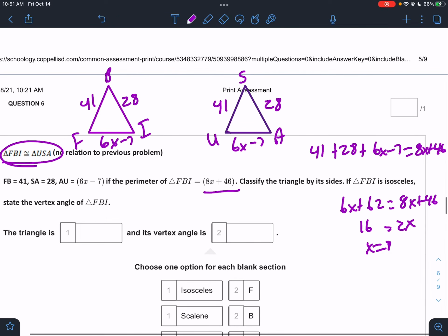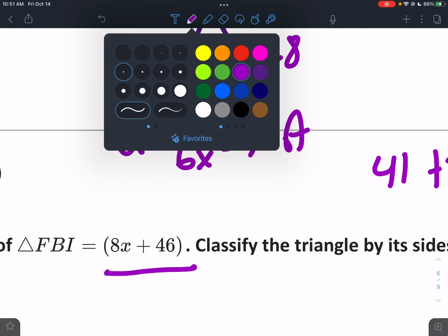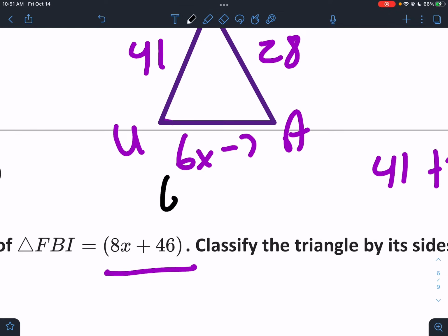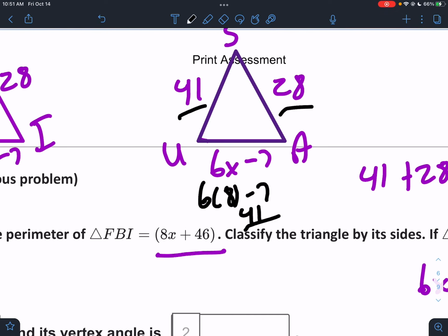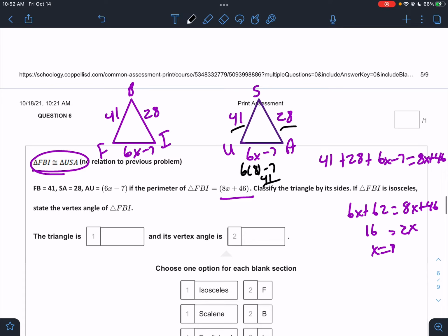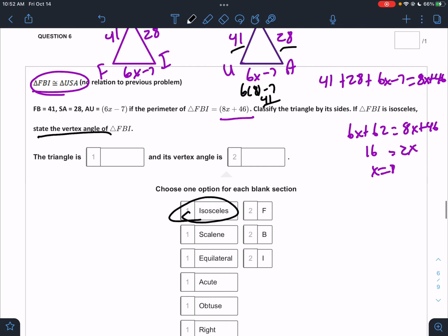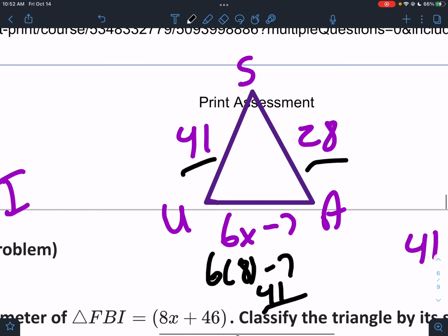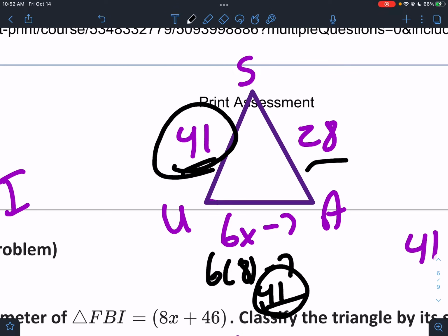So if x is 8, we plug it in. 6 times 8 minus 7, 48 minus 7 is 41. So 41, 41, ooh, so it's isosceles, which we kind of knew if we read the whole question. But the triangle is isosceles, and state the vertex angle. So since there had to be a vertex angle, then it had to be isosceles. But the vertex angle would have to be the one between the 41. That would be angle U.